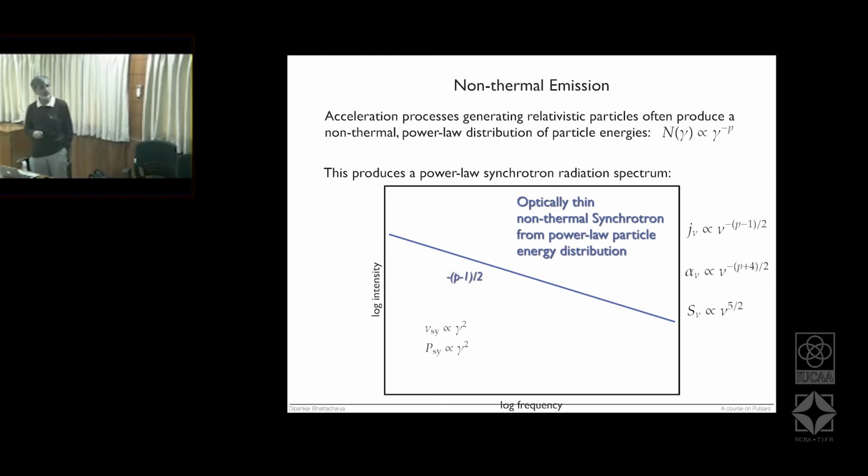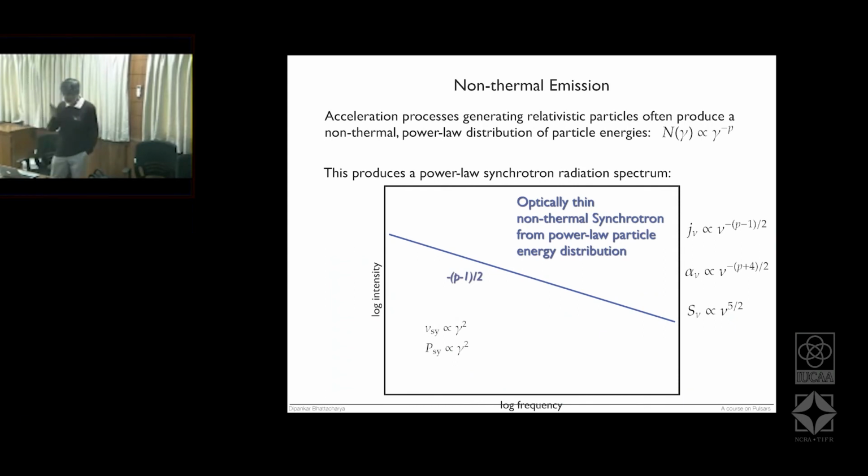If you have a particle energy distribution n(gamma) proportional to gamma to the minus p, then you know that the spectrum will have the slope minus (p minus 1) by 2. That simply comes from the fact that the peak synchrotron frequency has a dependence on gamma squared, and synchrotron power also has a dependence on gamma squared. From this alone, you can derive the slope of the spectrum. This is the optically thin part: J nu goes as nu to the power minus (p minus 1) by 2.